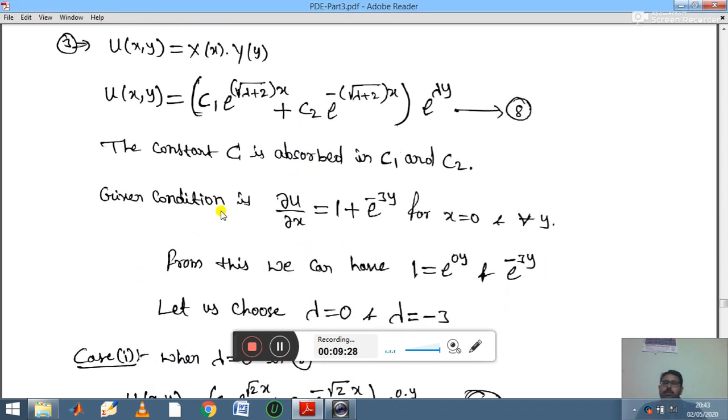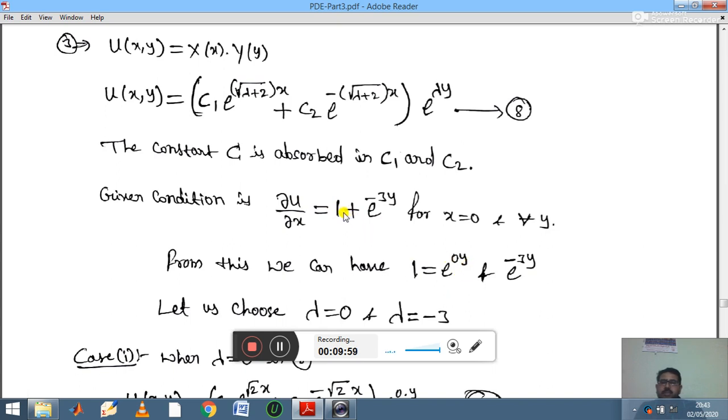So the given condition is ∂u/∂x = 1 + e^(-3y) for x = 0, for all y. Here you need to remember there are two conditions. One condition they have given: ∂u/∂x = 1 + e^(-3y). This 1 can be written as e^(0·y).